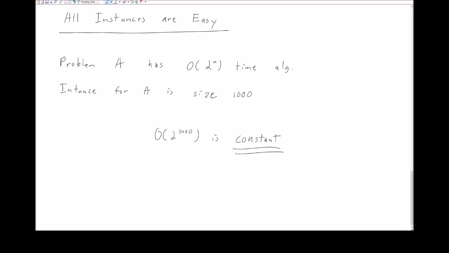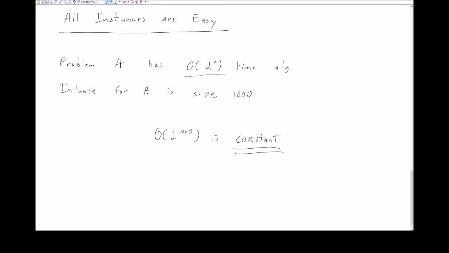One final note before we leave hard problems. One interesting feature of hard problems is that if we ever focus on a particular instance, we can always consider that particular instance as an easy problem. Suppose that we have a problem A, and it has an algorithm that runs in order 2 to the n time. This is an exponential time algorithm, but this is a constraint on our algorithm because it has to solve every problem in A. So we express the runtime as 2 to the input size.